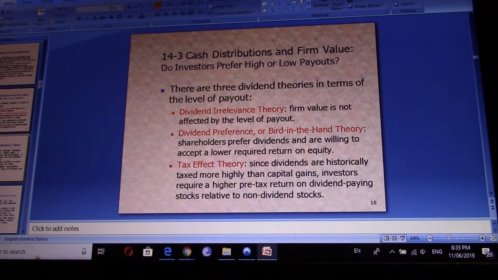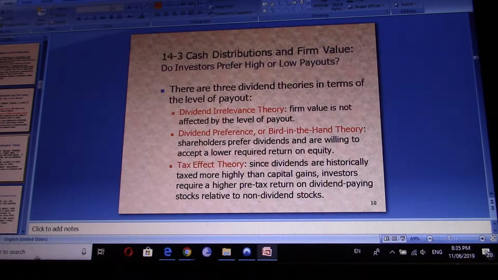That's tax effect theory. So dividend irrelevance theory says it doesn't matter what the firm does, there is no impact. Dividend preference theory says a higher dividend is preferable. Tax effect theory says a lower dividend, or no dividend, is preferable.